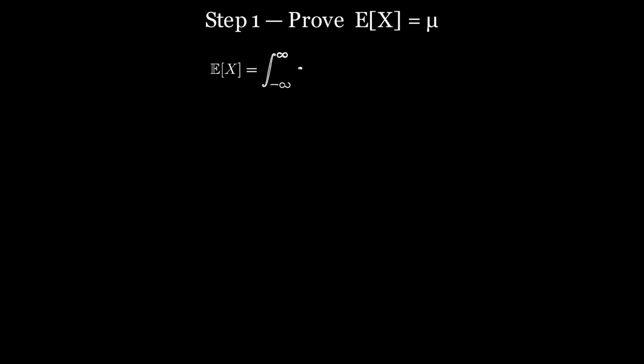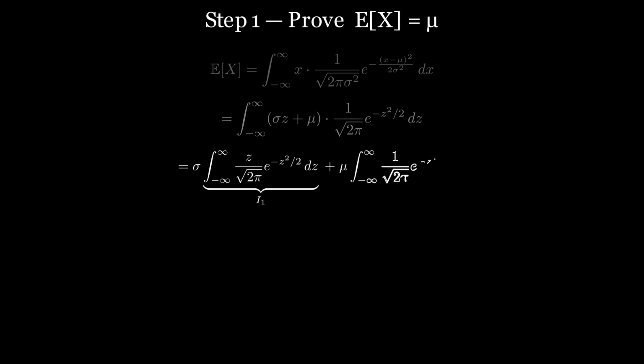For the expected value, we begin with the integral definition. E of x is the integral of x times the probability density function. We substitute z equals x minus mu divided by sigma. Since x equals sigma z plus mu, the integrand becomes sigma z plus mu times the standard normal density. This splits into two separate integrals. I1, weighted by sigma, contains z times the standard normal density. I2, weighted by mu, is the standard normal density itself. We evaluate each integral in turn.